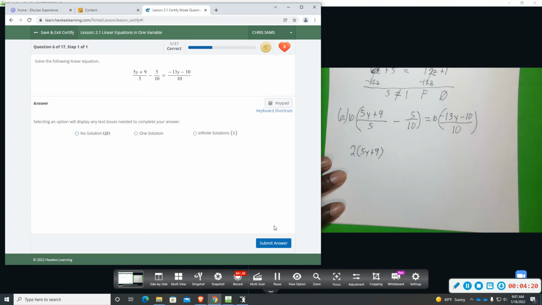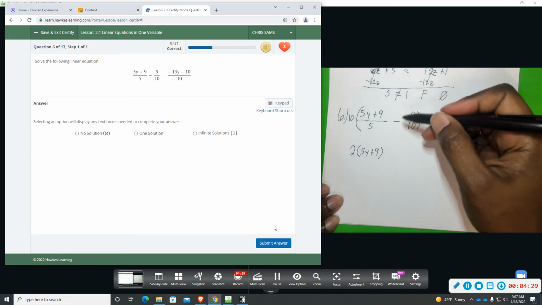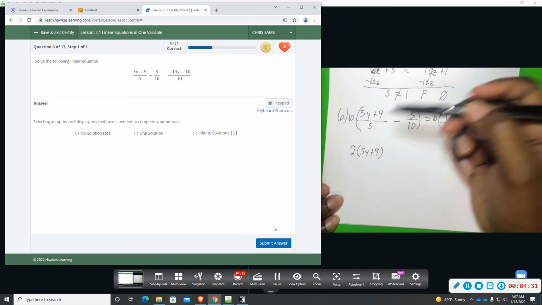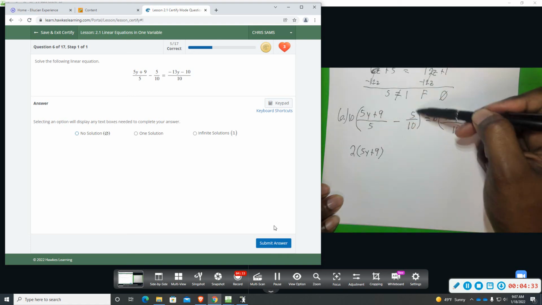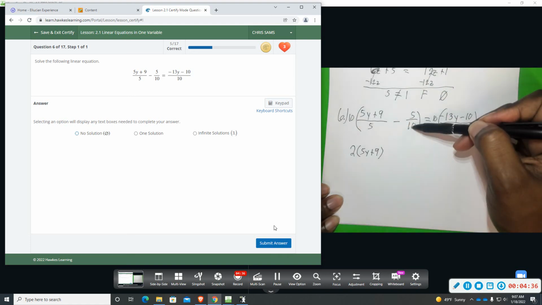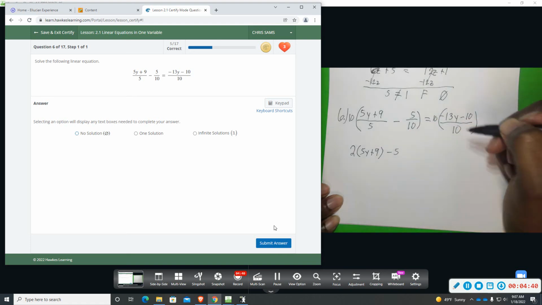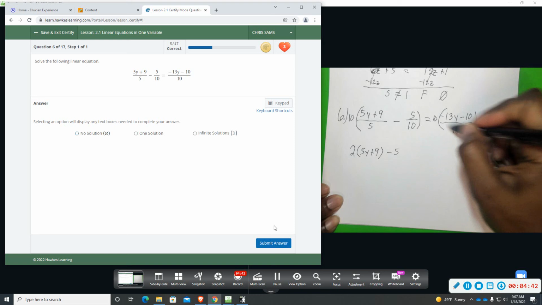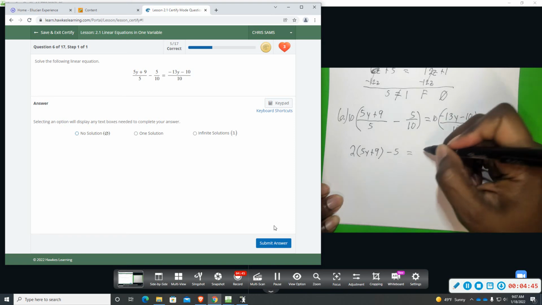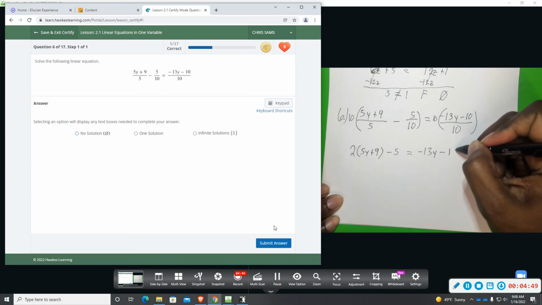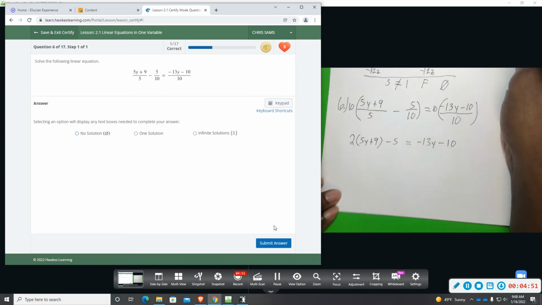Now for most of the problems we've seen, it seems like 2 is always popping up. So somebody might ask, is it always going to be 2? No, it just depends on the factors. And it just happens to work out to where it's 2 in the problems that we've seen. But it will not always be 2. 10 times this fraction will divide out the 10 and leave us with the 5. It's going to be negative, so minus 5. And then 10 will cancel out the 10 on the bottom here and leave us with negative 13y minus 10.